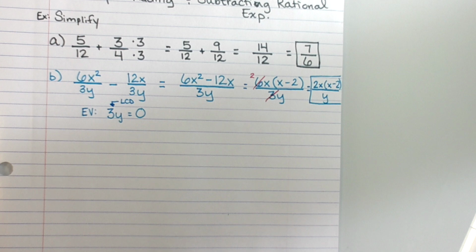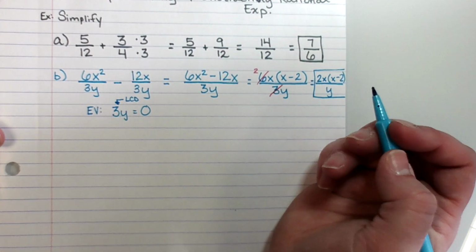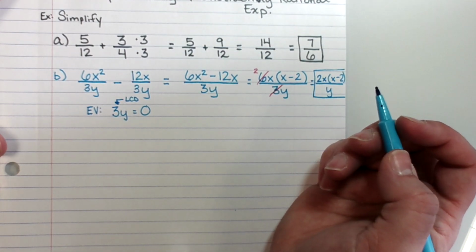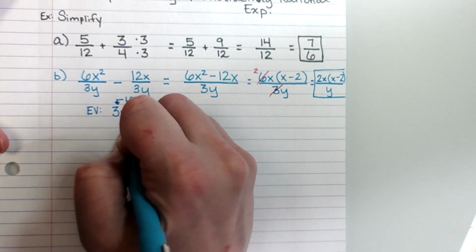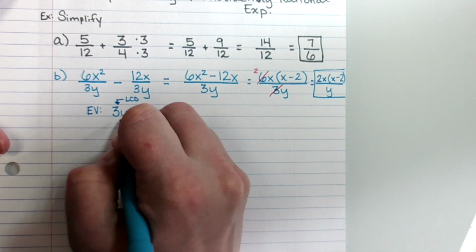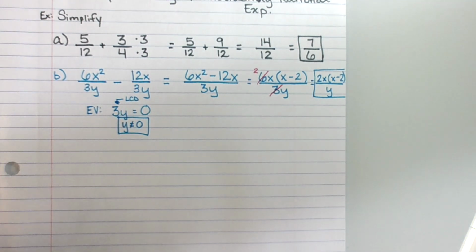Okay, 3y equals 0. Solve. y equals 0. Far too many people on the quiz said y equals 3 or negative 3. Please keep an eye on what operations are happening between things. Between the 3 and the y is times. We divide by 3y. To divide by 0 is not allowed. It's my only excluded value here.